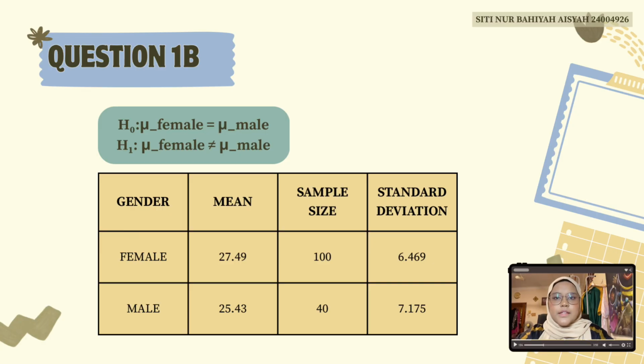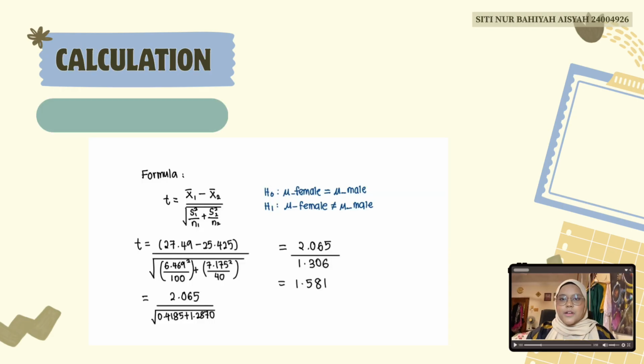Based on the dataset, the mean age for female passengers is 27.49 years and the male passengers is 25.43 years. The standard deviations are approximately 6.469 and 7.175 respectively. Because we are comparing two independent groups and the variable is numerical, we use the independent sample t-test. This is the calculation. I use the t-test formula and substitute the values.